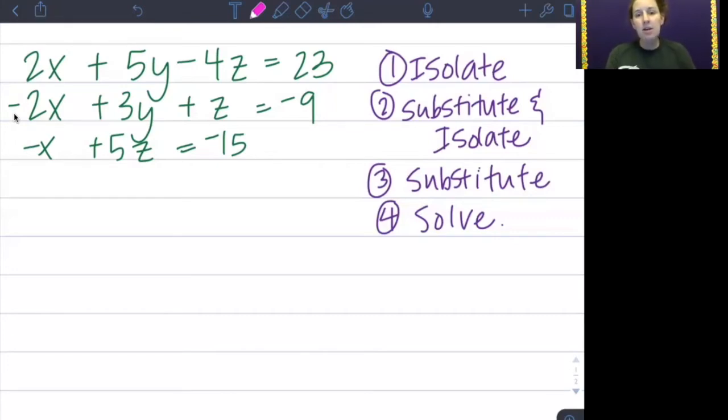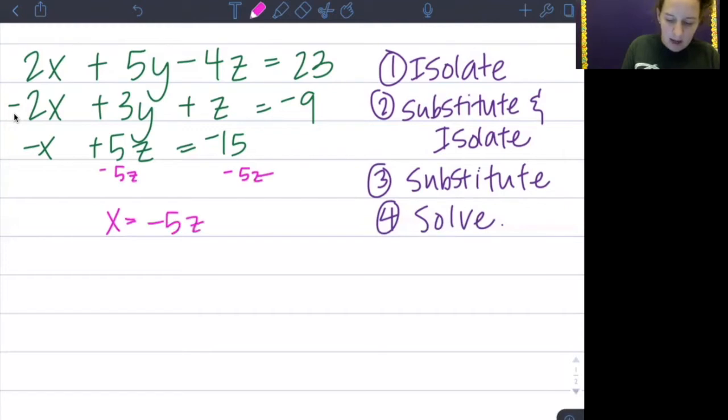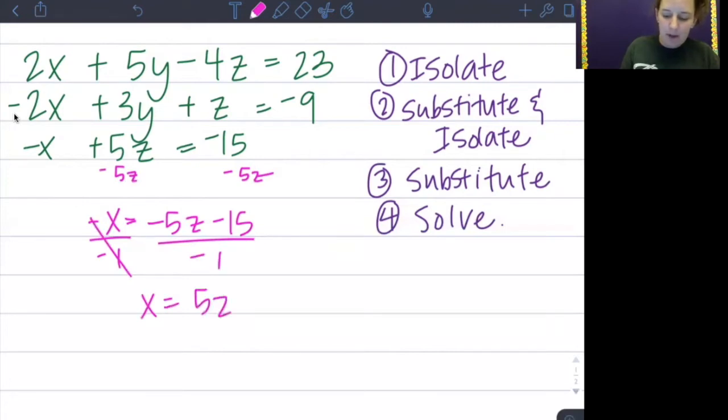And that's actually the equation that I'm going to choose to use because I noticed that there's only one other variable in it. So it only has an x and a z. So I'm going to choose to isolate my x in this third equation. So I'm going to subtract 5z from both sides. So we get negative x equals -5z minus 15. Oops, sorry, negative x. And then we're going to have to divide by -1, which just changes the signs on both sides. So our equation says x equals 5z plus 15.